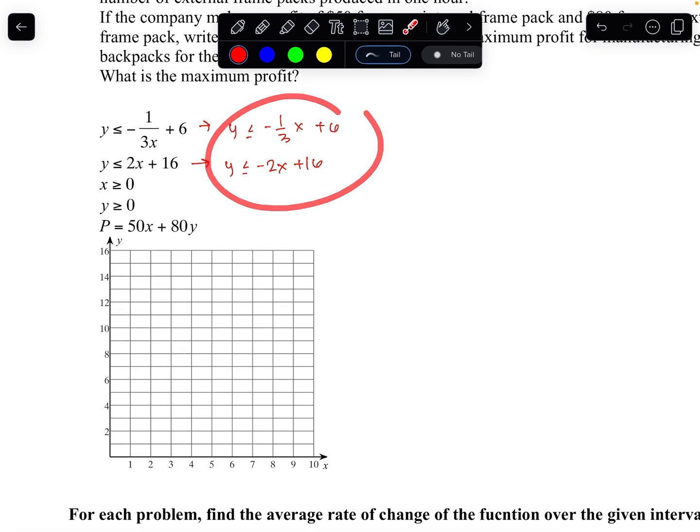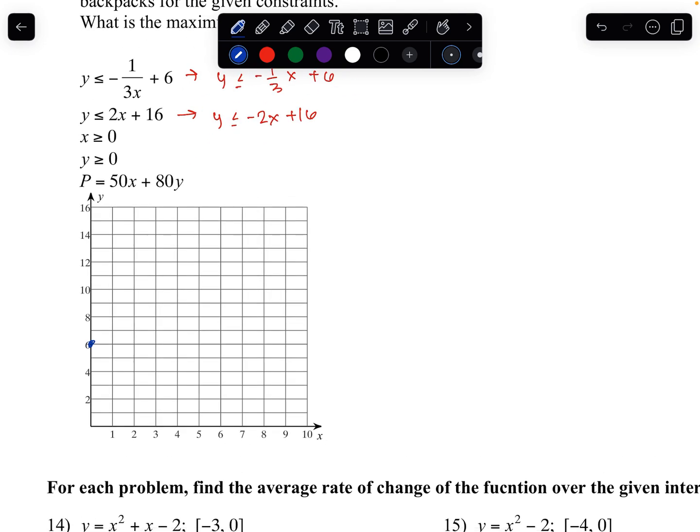So we're graphing these functions. Graphing the first one has a y-intercept at 6 and a slope of 1/3. So that's down 1 and over 3, down 1 and over 3, down 1 and over 3. And we get our line like that. And then we have a y-intercept at 16, and we've got a slope of negative 2x, so down 2 over 1. Like that.